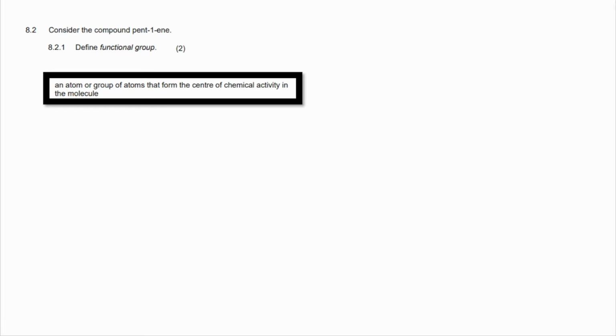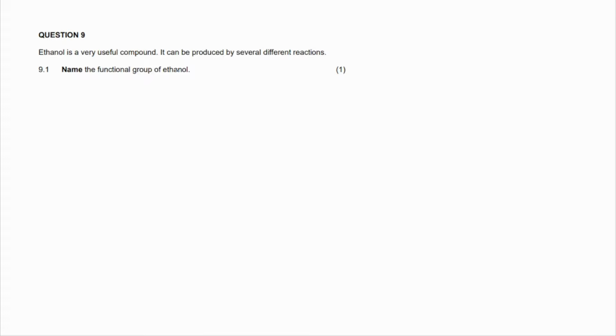We just gave the definition of functional group earlier, so we should know this. Well, if you didn't know it here, that's a bit tough. But that forms the center of chemical activity, right? And it's an alcohol. That means it's hydroxyl. Hydroxyl. Okay, they don't ask you to draw the hydroxyl, don't do that. They asked you to name, that's why it's in bold.